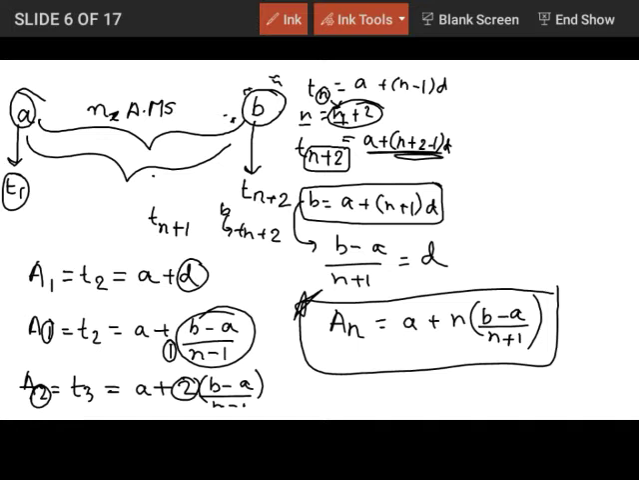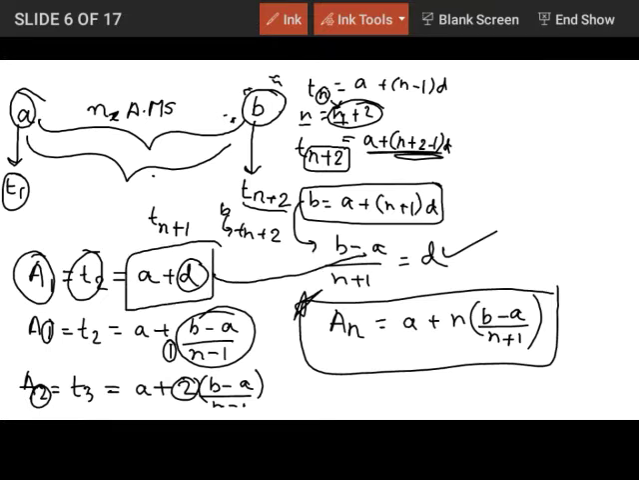So we can write b as t(n+2), since a is the first term and in between we have n terms. Now how can we write that b? So b can be written as a plus (n plus 2 minus 1) into d, and we have to add it to a. From here we got the value of d, and the second term of the AP, which we can write as a plus d. We have substituted the value of d from here, and then we have written the second arithmetic mean, or the third term of the AP.